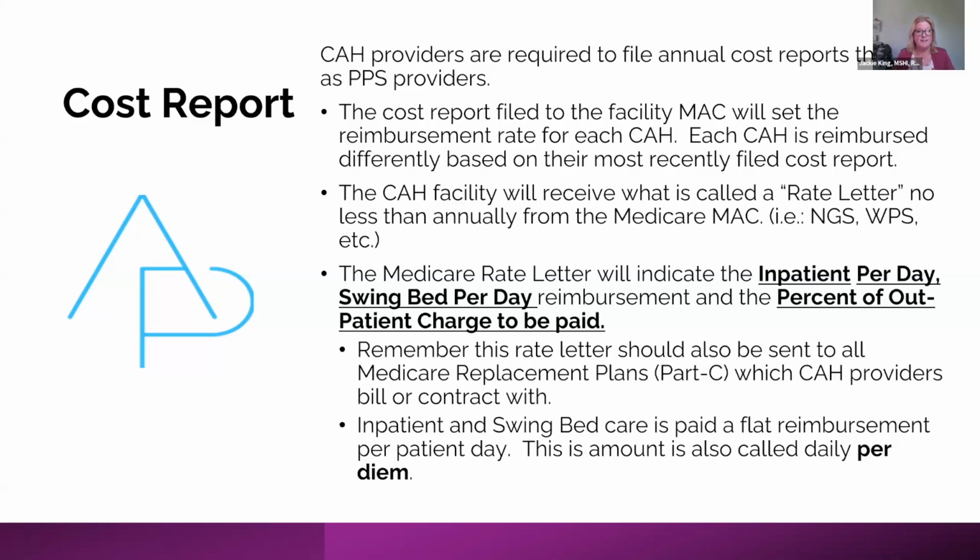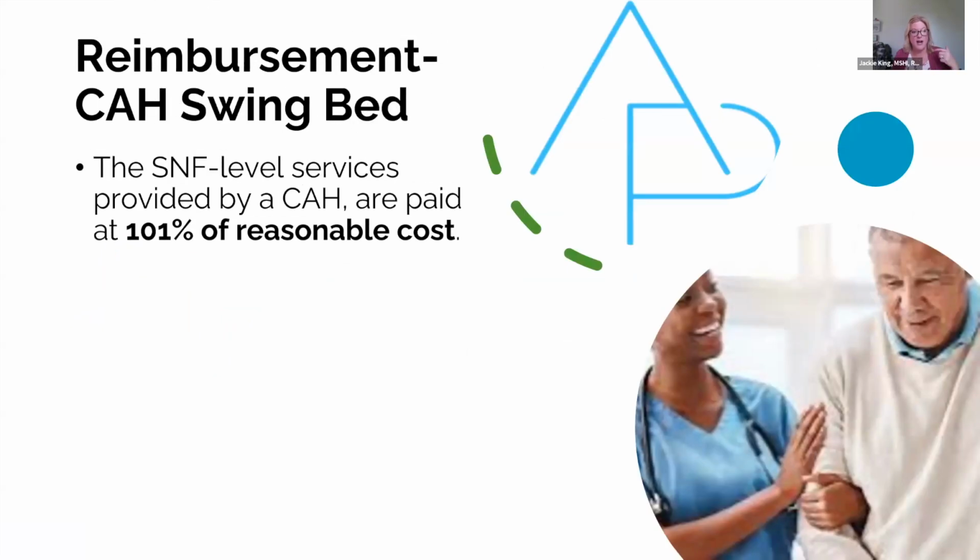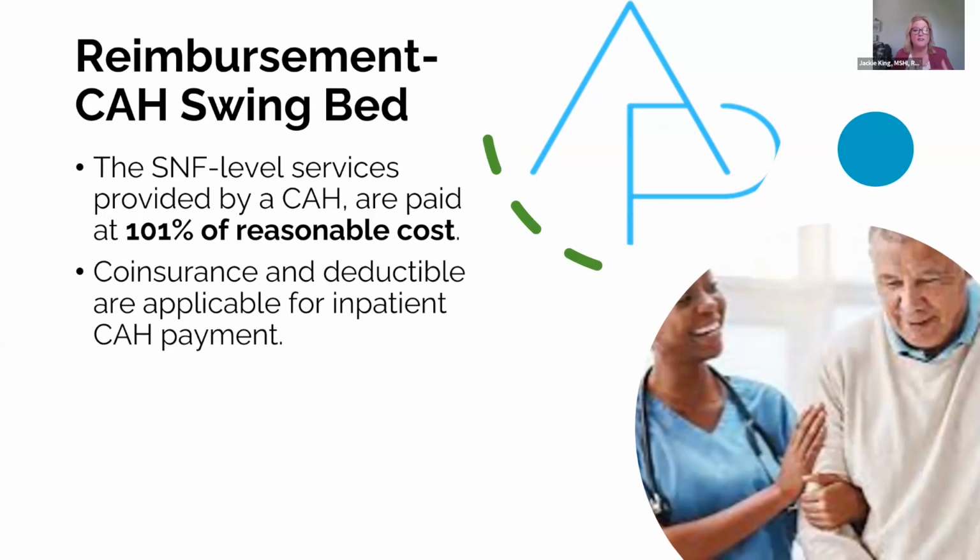Now, again, I was saying per diem. Per diem is Latin for per day. So we talk about the inpatient per diem and the swing bed per diem. Now, the inpatient's going to be a higher rate because they're more acutely ill, and it's going to cost more to care for them than the outpatient cost to charge, or the swing bed. That's going to be lower. So swing bed reimbursement, our wonderful, beautiful SNF level services that are fabulous, provided by our CAH at our swing bed, are getting paid at 101% of reasonable cost. That's fabulous reimbursement. That's awesome reimbursement.